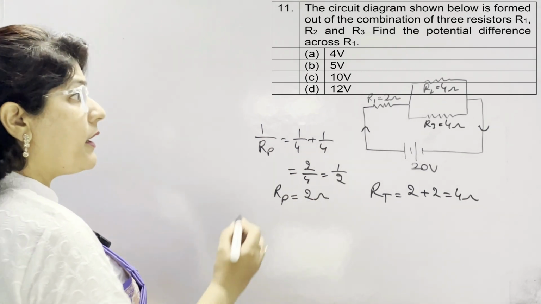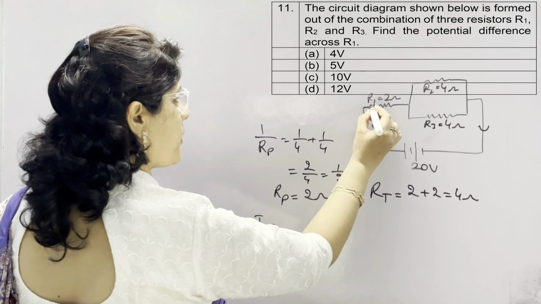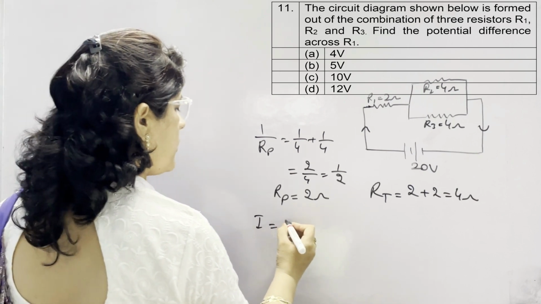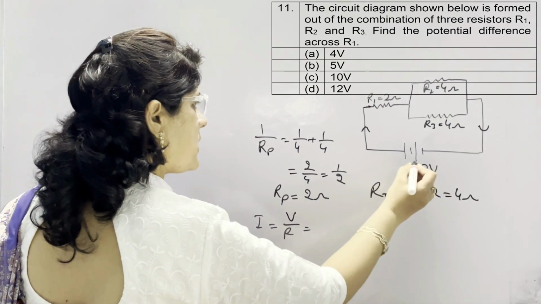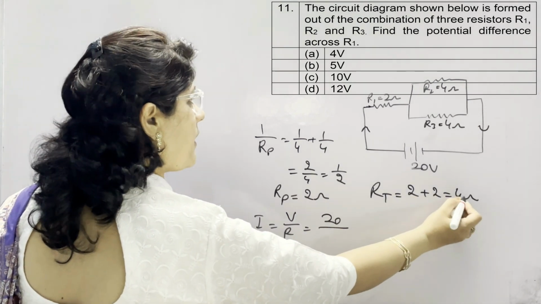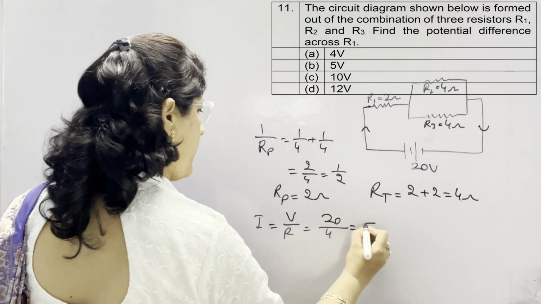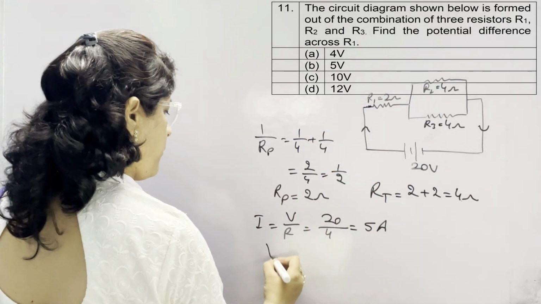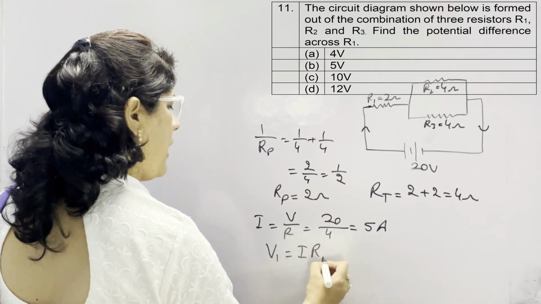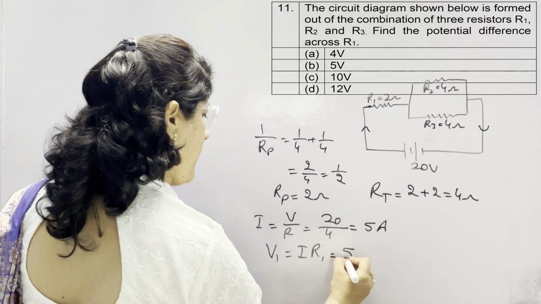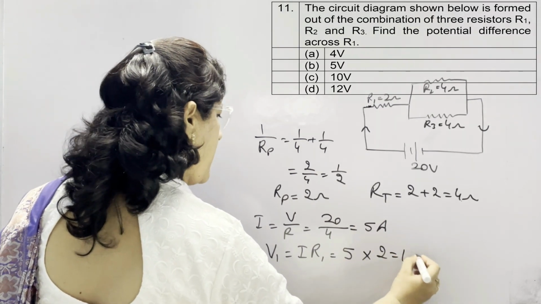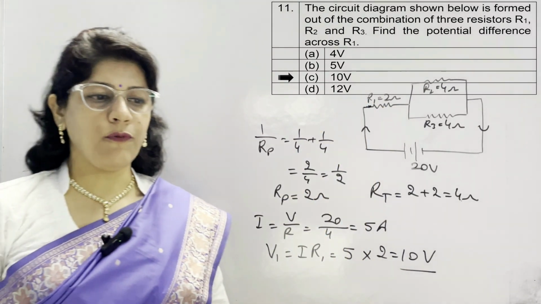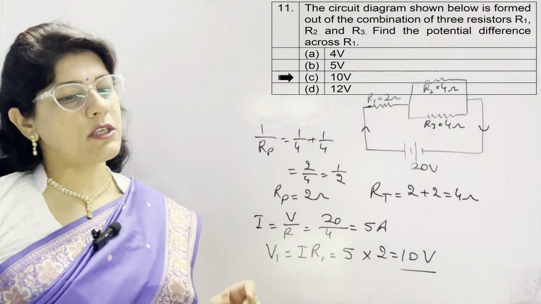Now we need to calculate the current here, because if we need to calculate the potential difference here, we need the value of current, since it is connected in series. I is equal to V upon R. The value of V is given as 20 volt and the value of R we have calculated as 4. So 5 ampere is the current in the circuit and in this resistor also. So potential difference V1 is equal to I R1, which is 5 into 2. So 10 volt is the potential difference across this R1 resistor. The options are 4 volt, 5 volt, 10 volt and 12 volt, and option C, which is 10 volt, is the correct one.